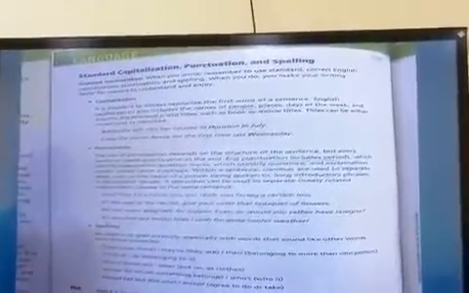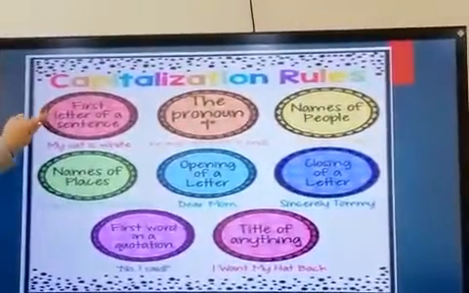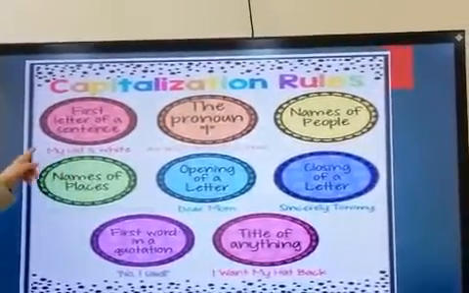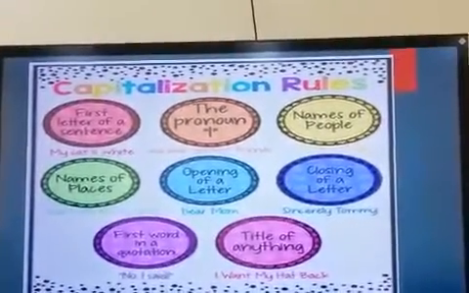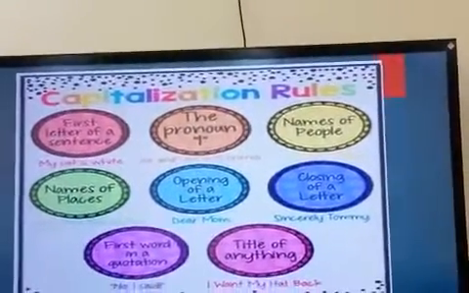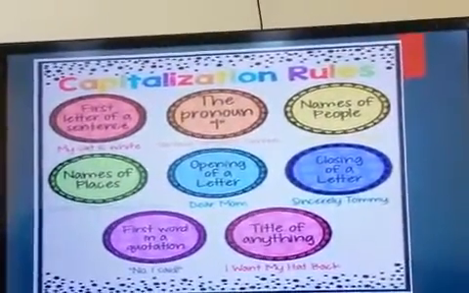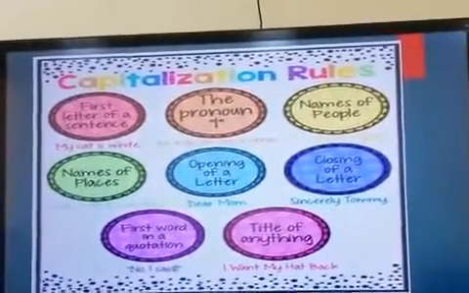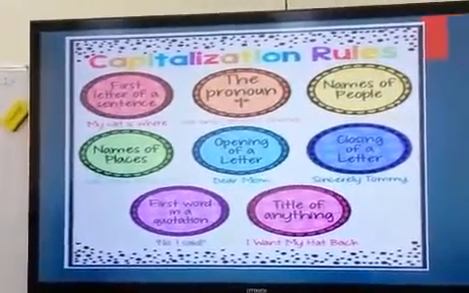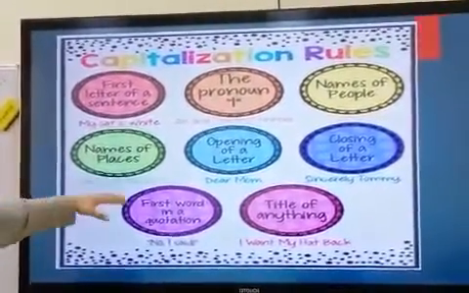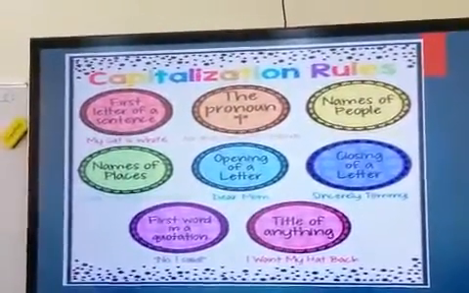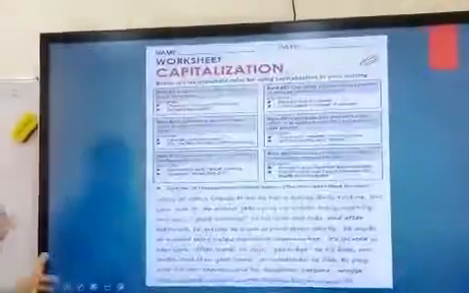If you see here, the capitalization, we capitalize the first letter of each sentence. My cat is right. As you say, "My" is capitalized. The pronoun I, in each and every case, is capitalized. The names of people should be capitalized, and also the names of places. The opening of a letter, if you're writing a letter, should be capitalized. The closing of the letter should be capitalized also. The first word in a quotation should be capitalized. The title of everything should be capitalized. You should be familiar with these rules, and you should know them.